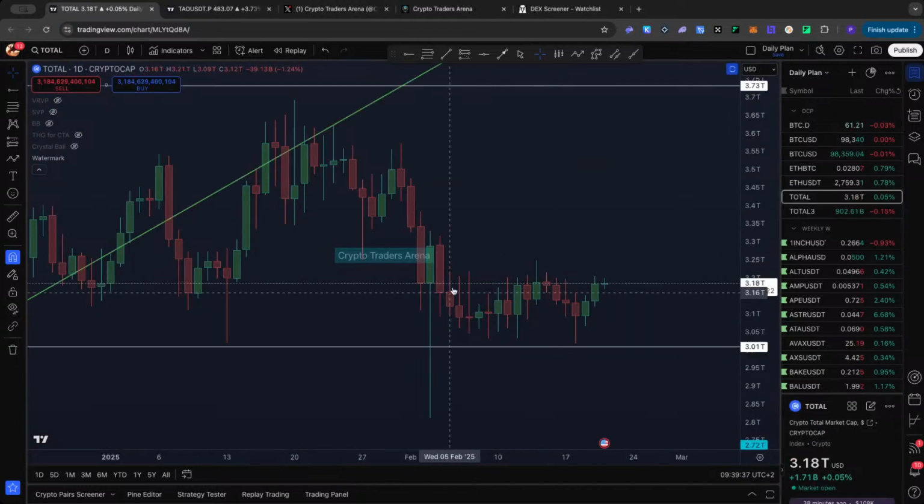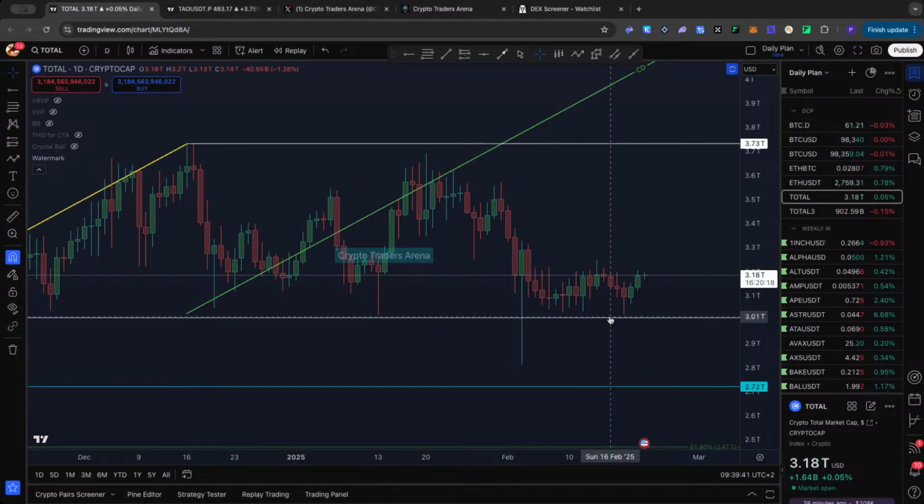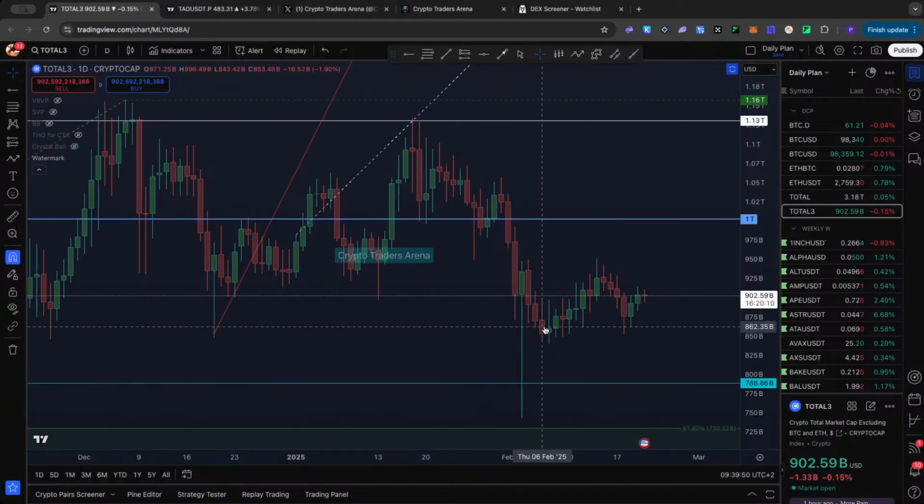Total market cap, trying to make a W here, just above $3 trillion. Not bad. Still consolidating above. Total 3, a bit weaker for the moment, but you can see it's still fighting the same level. So nothing changed in the last 2 weeks. They are fighting that level. Now that's the overview. Higher time frame, people, the market is not moving too much for the moment.